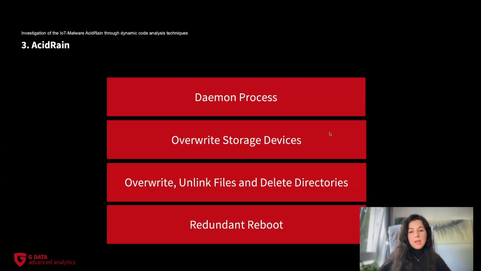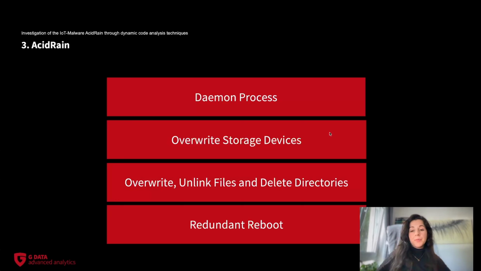AcidRain starts to override storage devices. After that, it tries to override files, unlink them, and delete directories. And if AcidRain sees that it has root rights, the functionality is switched. It starts first with overriding the files, and after that it overrides the storage devices.